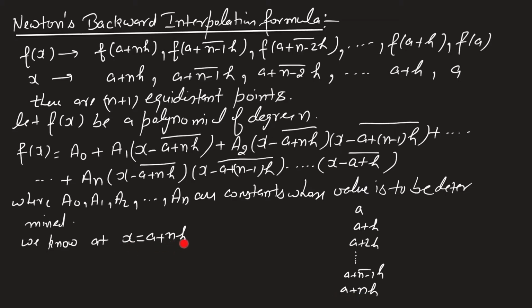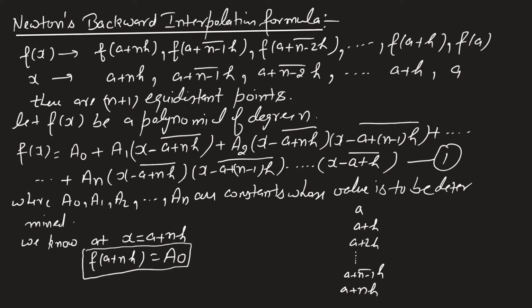So at x = a+nh, we know that f is f(a+nh). Now I am going to use this over here. This will be a0, this will become 0 as a+nh will cancel out, and 0 multiplied by anything is 0, so we are left with a0. So this is the value of a0. Let me name this equation number 1.